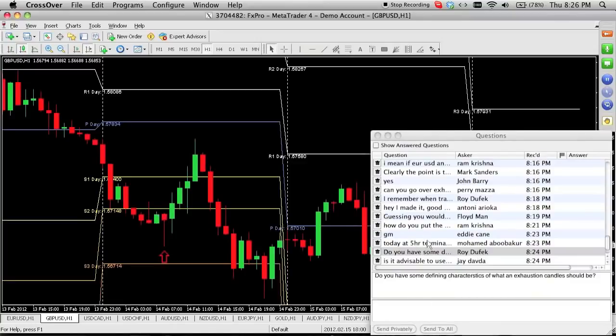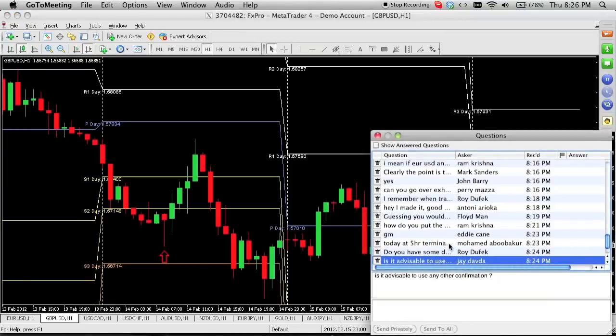All right, Jay, is it advisable to use any other confirmation? You guys can use divergence. I have tons and tons of information on the social network about divergence. I love divergence just as much as I do pivot points. Indicators I hate, but because of the divergence indicators give, it's beautiful.